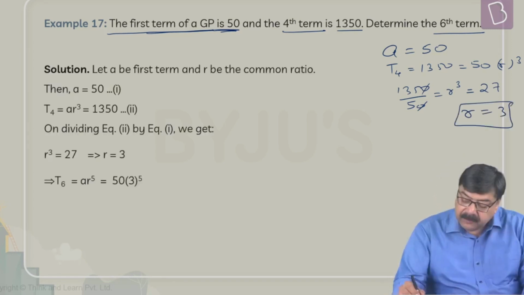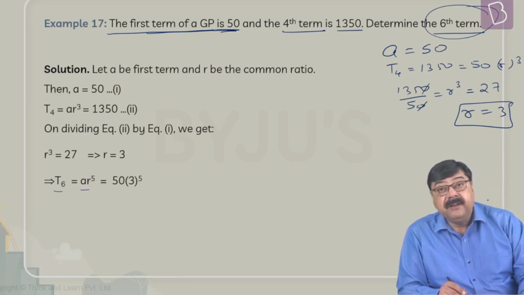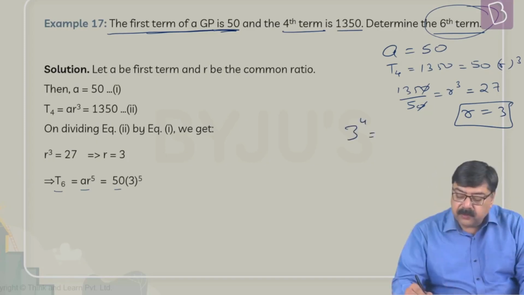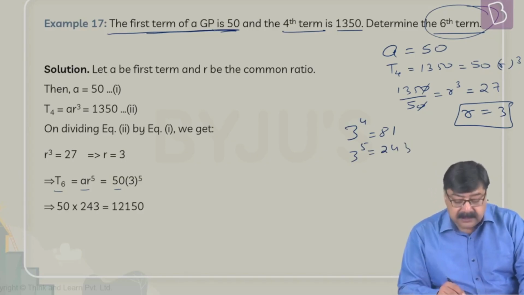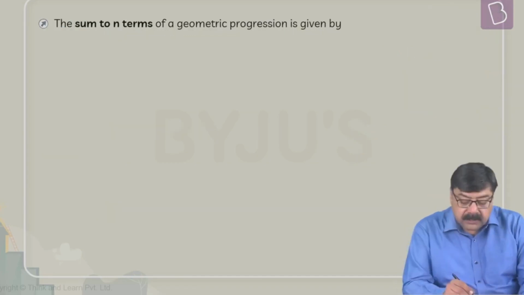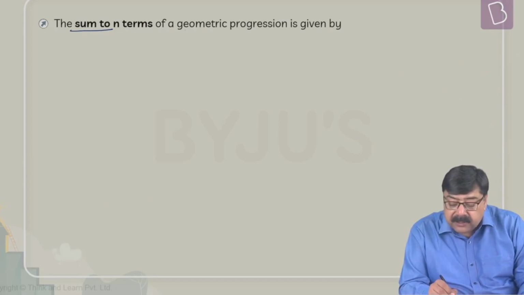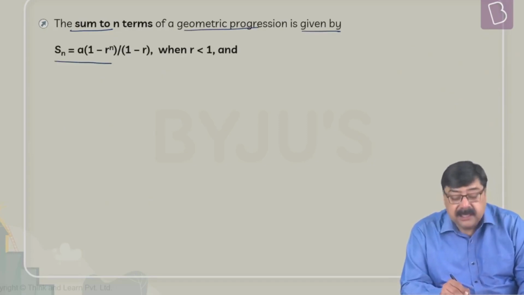We have to determine the sixth term, that is T6 equals AR raised to 5. So that is 50 into 3 raised to 5. We know that 3 raised to 4 is 81. So 3 raised to 5 is 243. So the value of the sixth term becomes 50 into 243, that is 12,150.